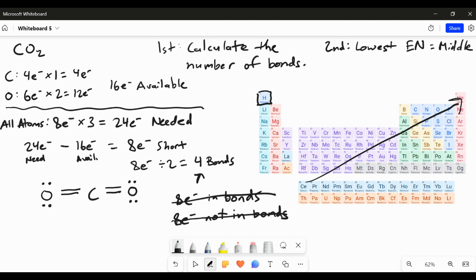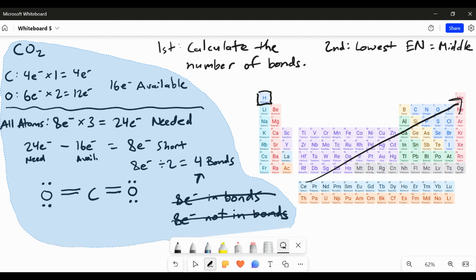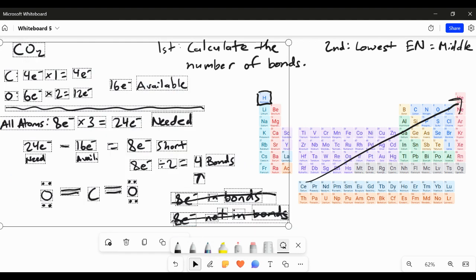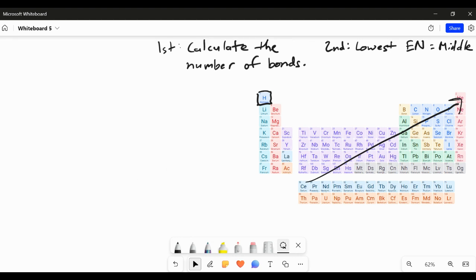Let's do one last problem. And this time, let's do one where the bonds are kind of mixed up a little bit. Okay? Let me show you what I mean. Let's do C2H4. Okay? C2H4.